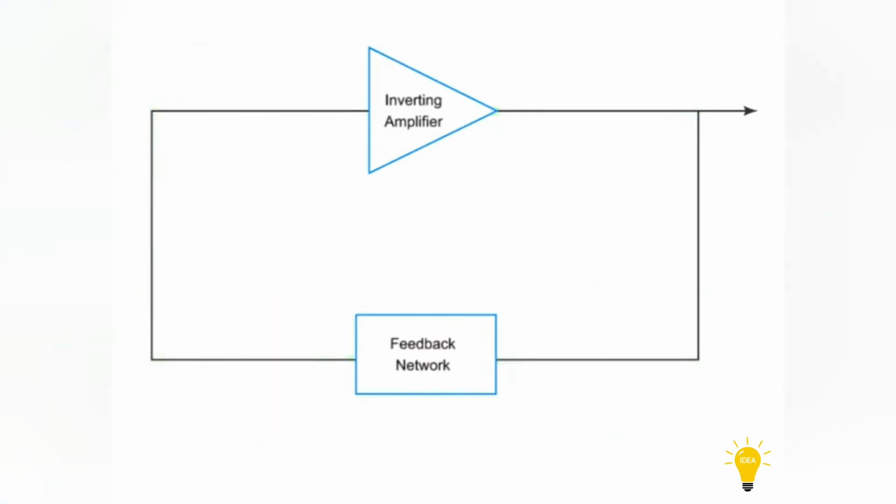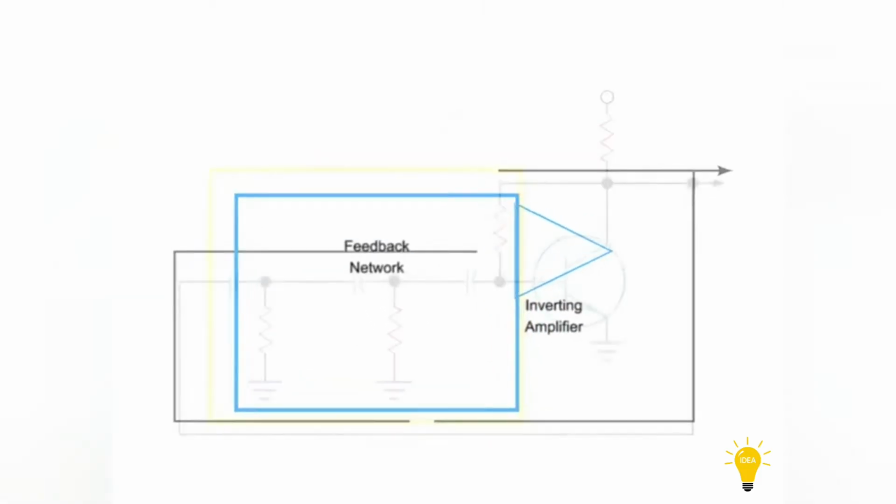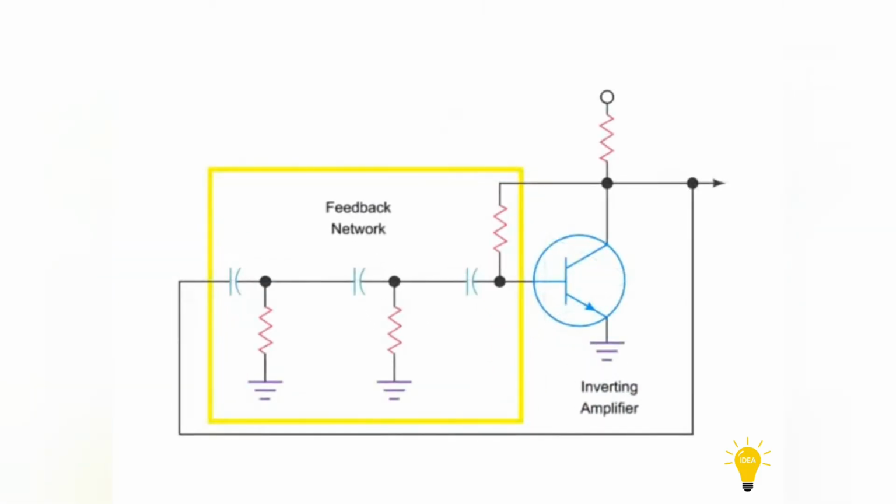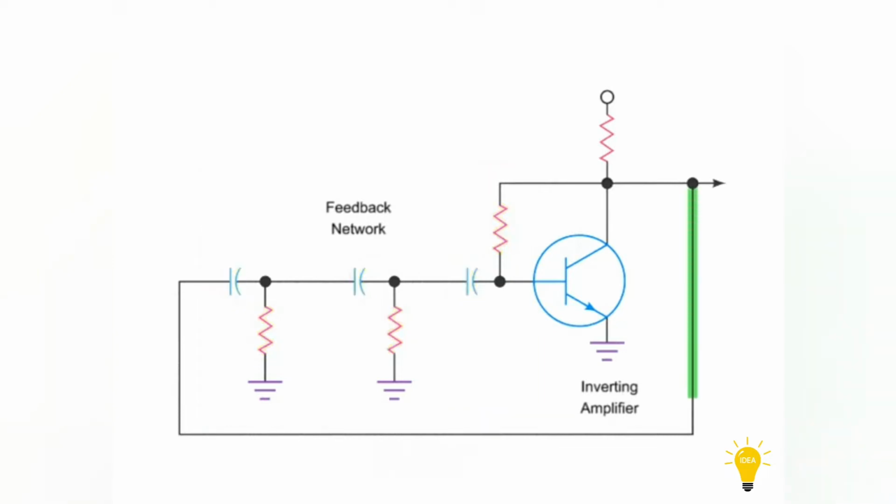Feedback networks can function in a variety of ways. In this oscillator example, a phase shift network is employed. This feedback network uses a series of capacitors and resistors to shift the signal's phase by 180 degrees as the signal passes through the network.